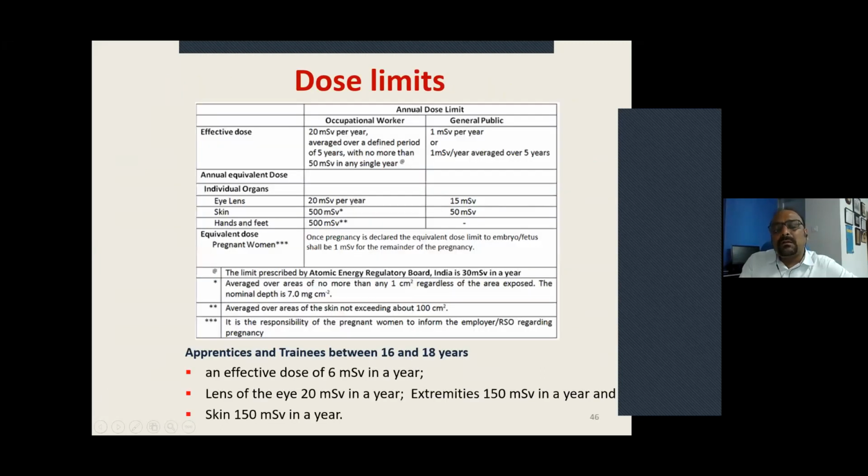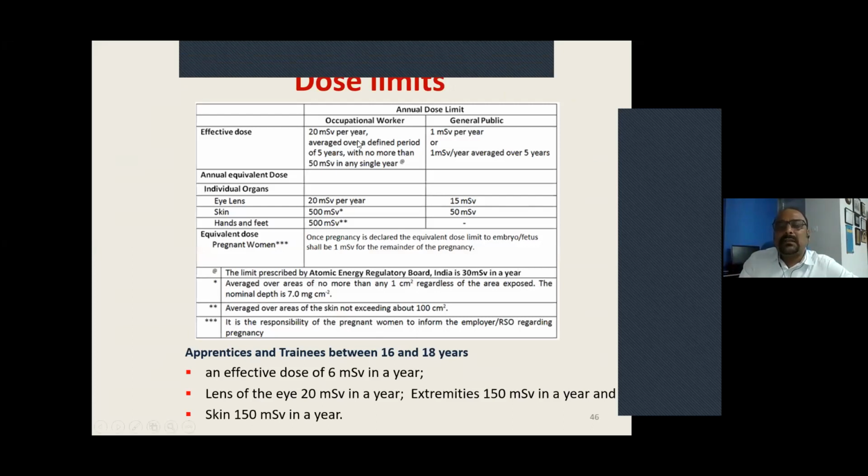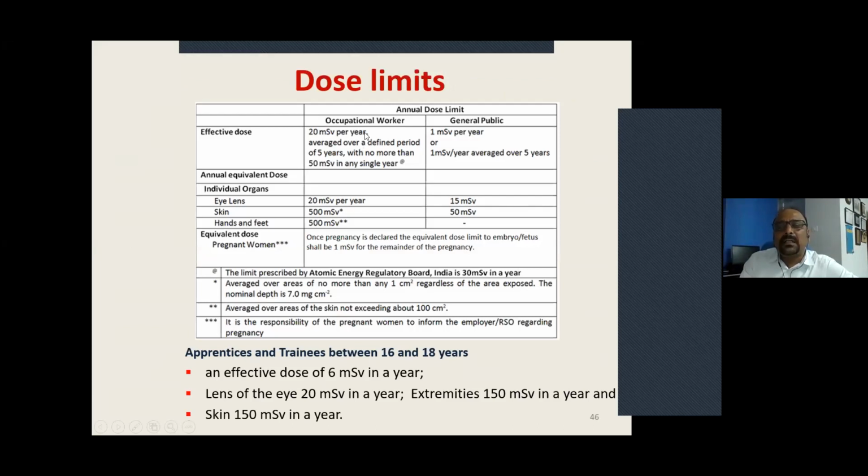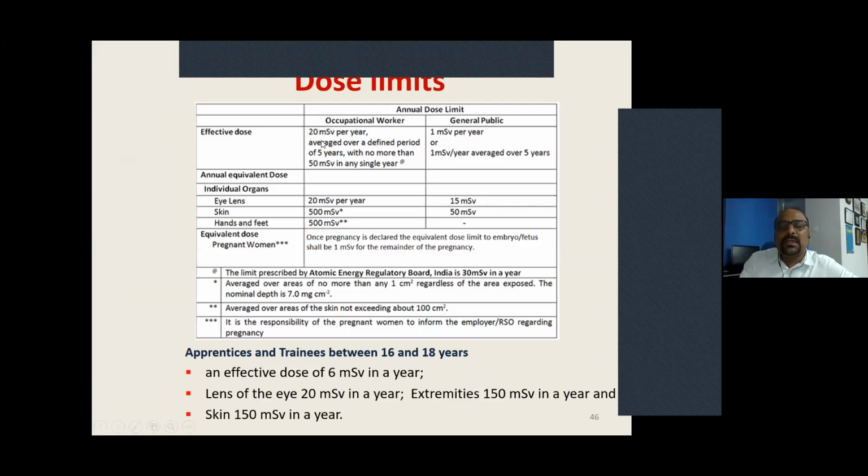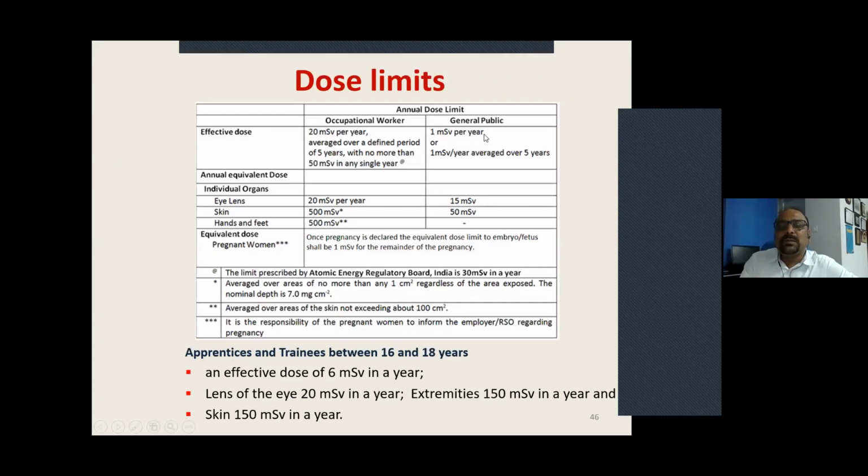Now the important thing is, whenever we are working in a radiotherapy department, we should work within the tolerance limit. These tolerance limits are given by the ICRP and then implemented by the national regulatory body. ICRP is a recommendatory body, and AERB we have to follow; it is mandatory to follow the rules framed by the Atomic Energy Regulatory Board. For an occupational worker it is 20 millisievert per year, and for the general public it is 1 millisievert per year.